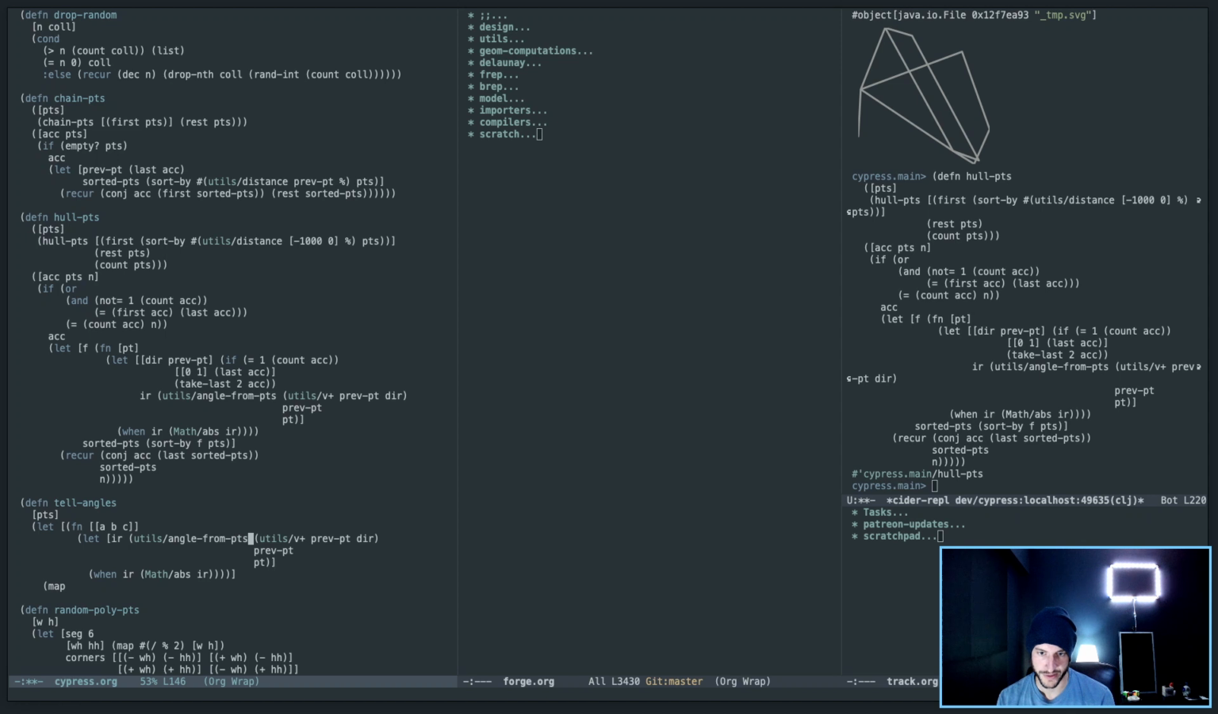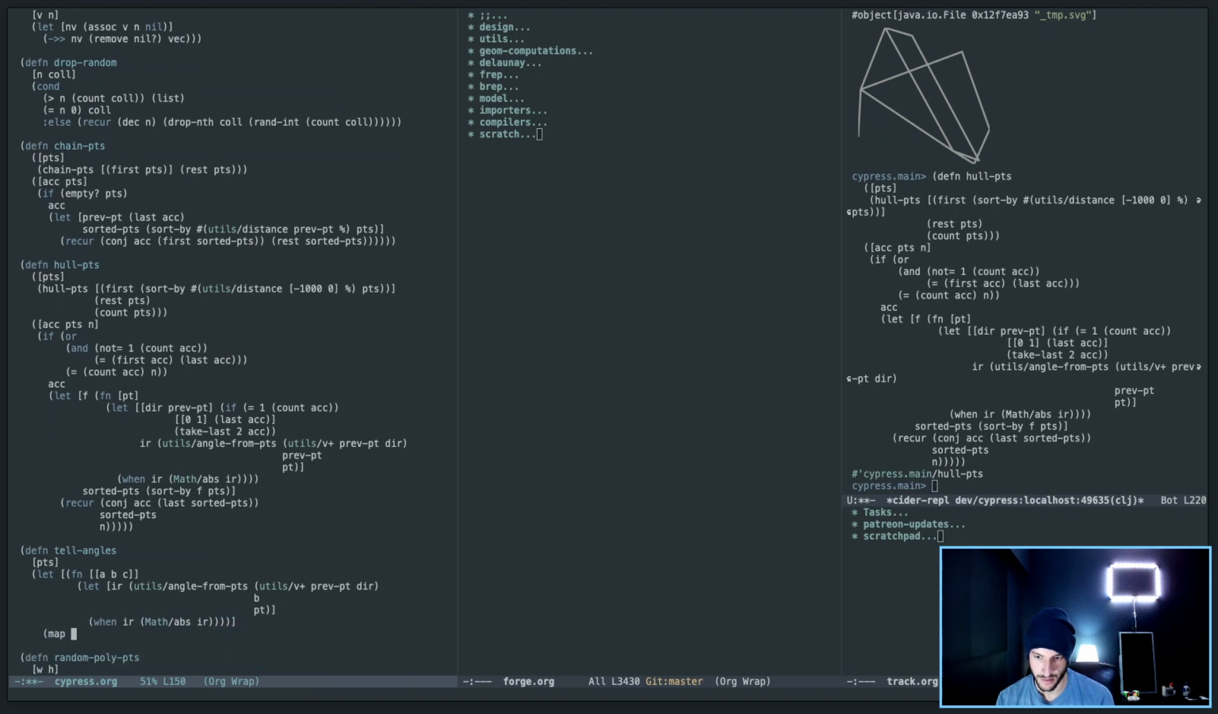Tell angles is angle from points. B is the middle point always. B, no. No, that's not true. I want to do, yeah, B plus A, B, yeah, and then C is the current point that you're looking at. Map, oop, gotta label this F, like that.